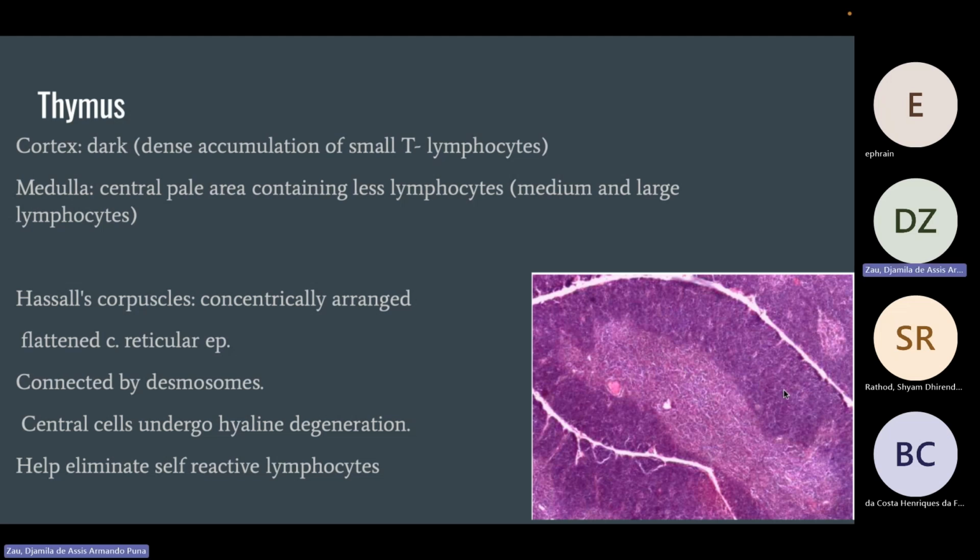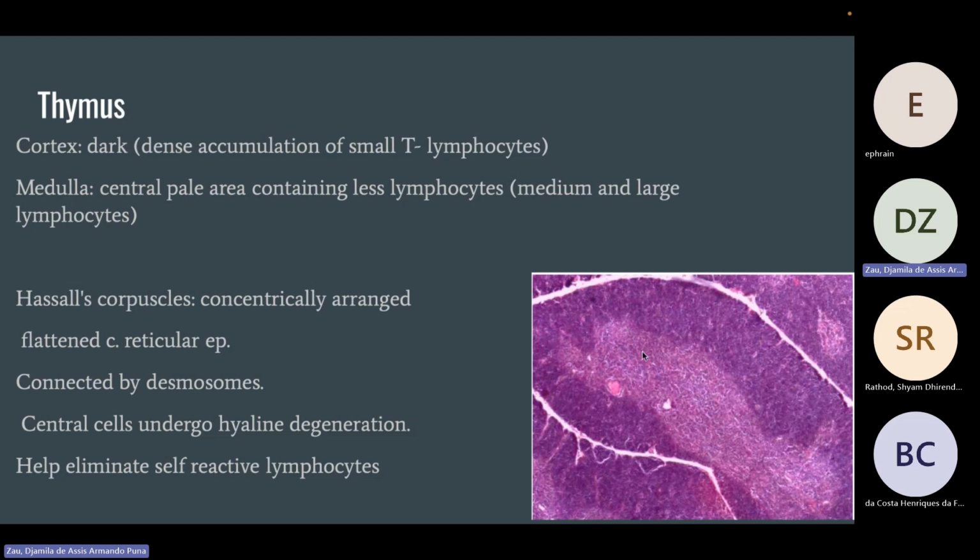So we said that in the cortex, right, we have the immature lymphocytes. They come from the bone marrow, they settle in the cortex where they proliferate and they mature. So we have a dense accumulation of small T lymphocytes in the cortex. They're going to ask you guys, why are they small? They're small because they haven't matured yet. They are proliferating. That's why it's dense, but they're small because they haven't matured.